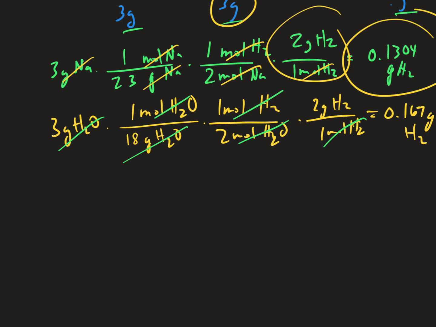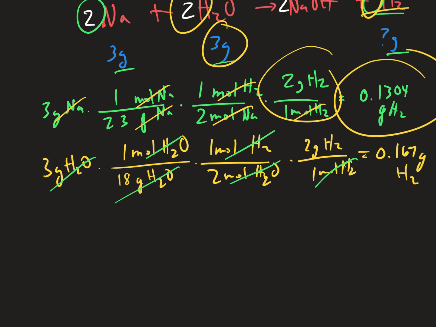So if we do this, we get 3 divided by 23 times 18, and then the 2's cancel. We get 2.35 grams of H2O. That's how much we need. So how many do we have left over? How do we figure that out? We start with 3 grams.